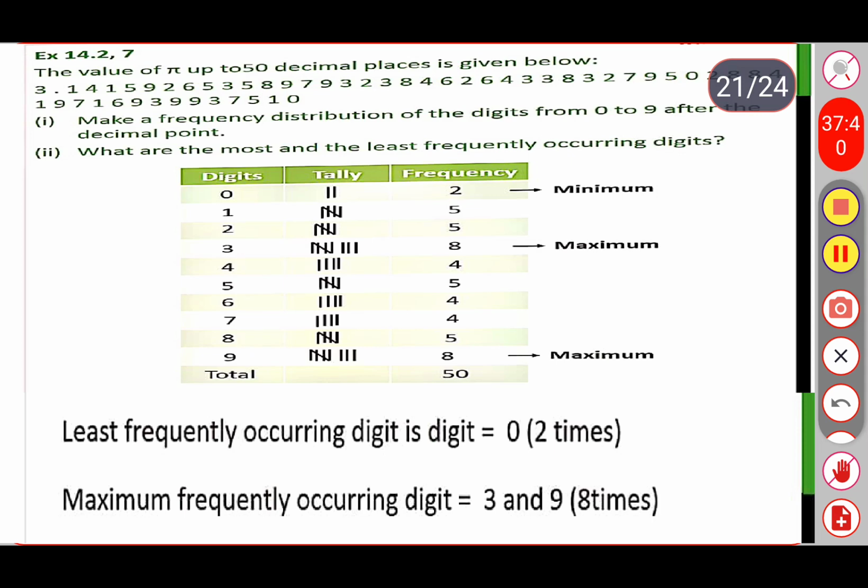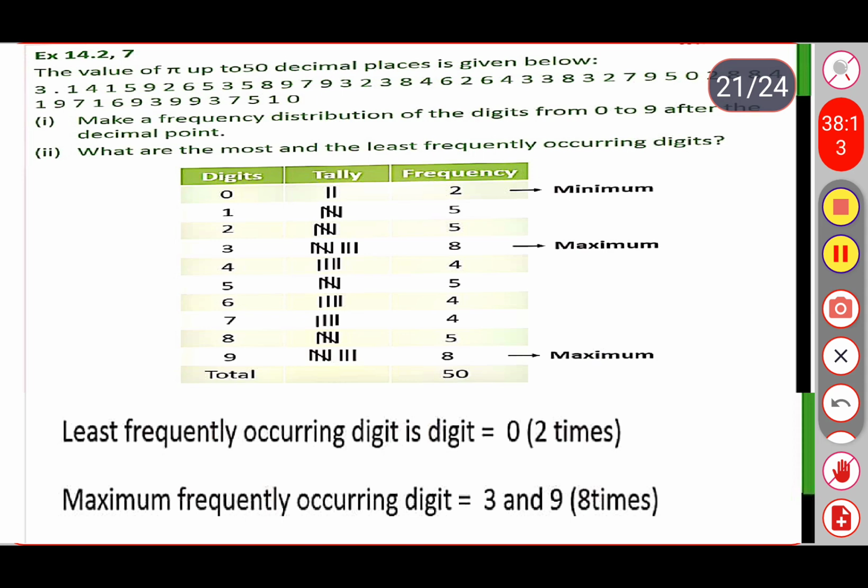Make a frequency distribution table of the digits from 0 to 9 after the decimal point. What are the most and least frequently occurring digits? After 3 point, we have digits like 14159265. We need to make a frequency distribution table after the decimal point. So which digit will repeat more times?